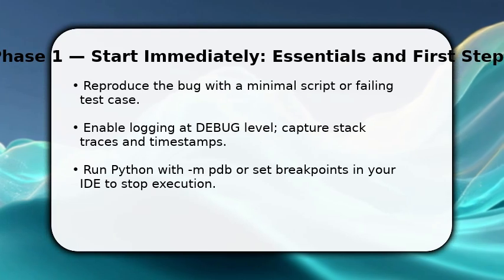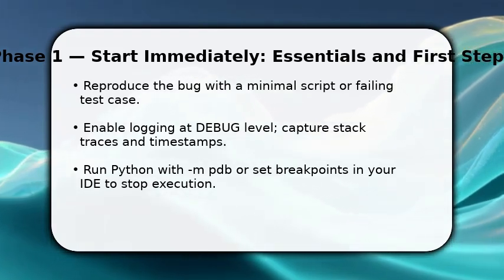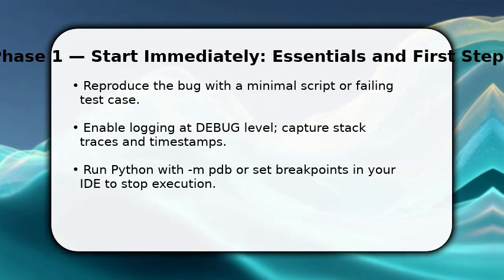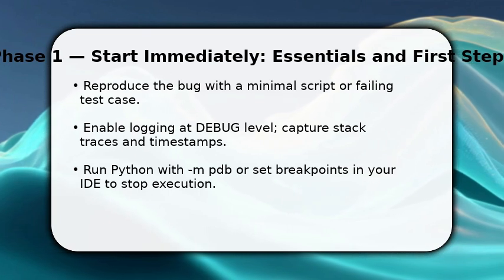You begin by forcing the error to appear reliably, then capture its evidence. Run a minimal repro or failing unit test and enable debug logging so you have full stack context and timestamps.